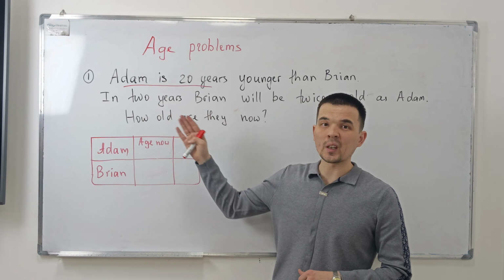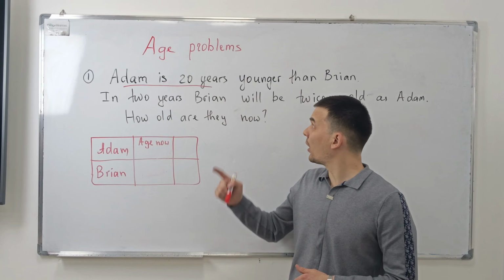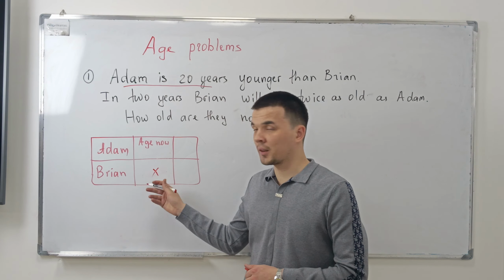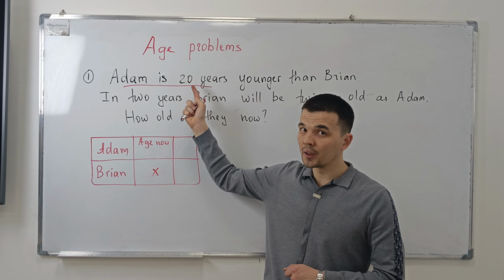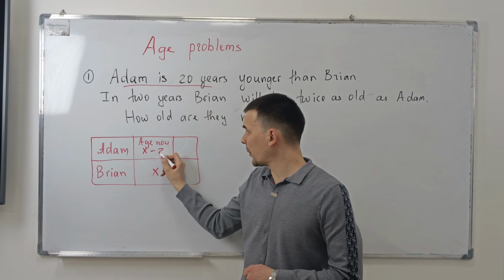Look, we have got two people, Adam and Brian. I don't know how old Brian is. I don't know, that's why it's unknown. However, the question says Adam is 20 years younger. Younger means x minus 20.